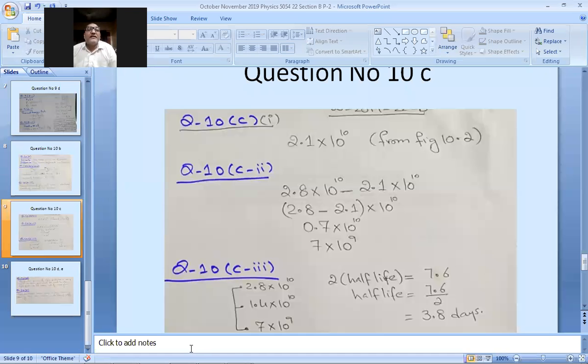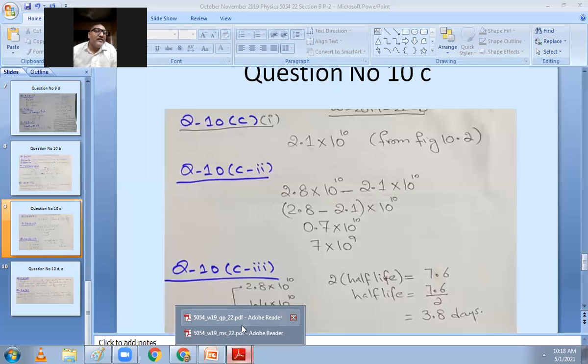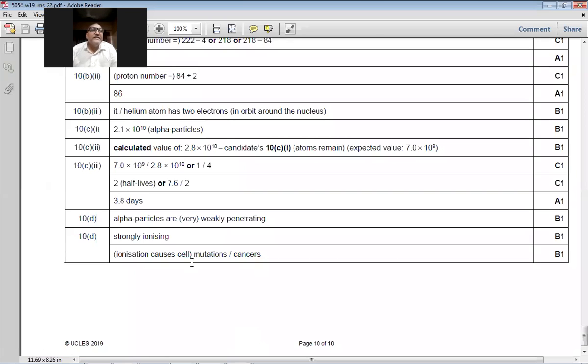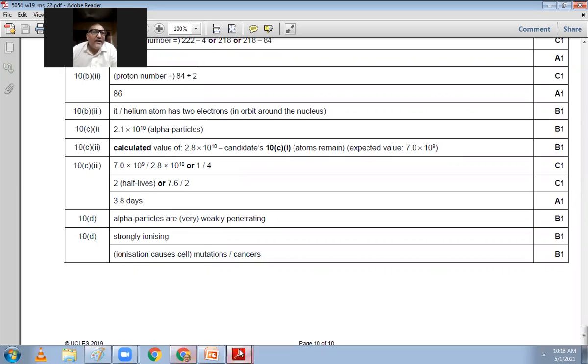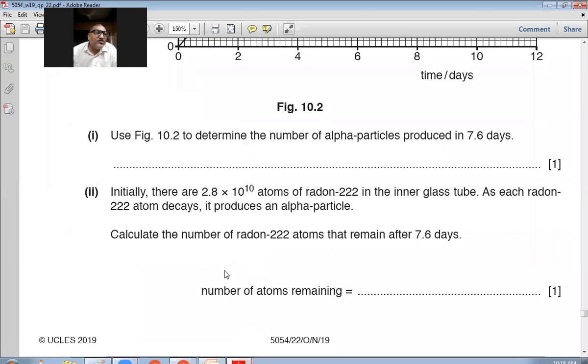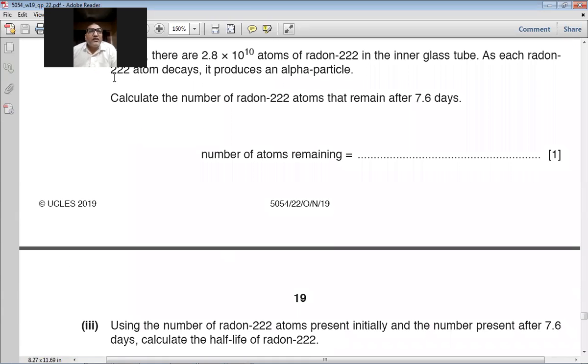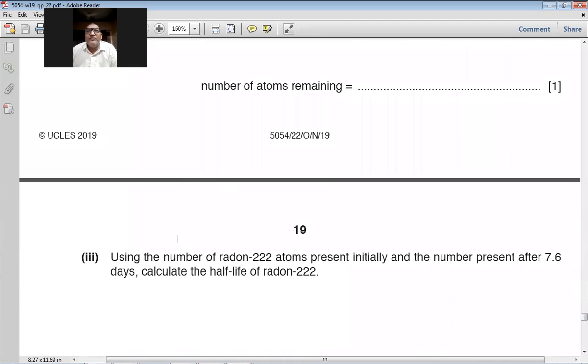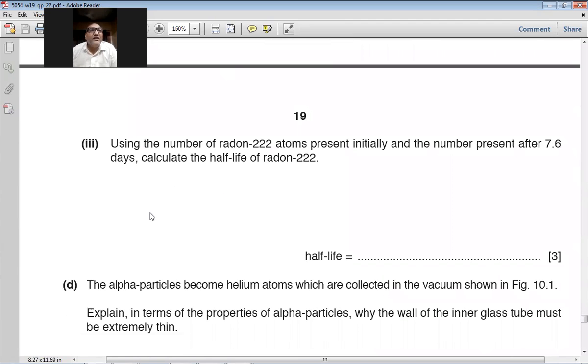Let's check the mark scheme. It says 7 x 10^9. Our answer is 7 x 10^9. So our answer is right. Okay, so let's move to the next question. We are done with this part. Now, this part.